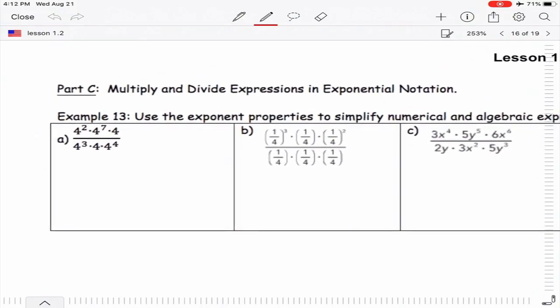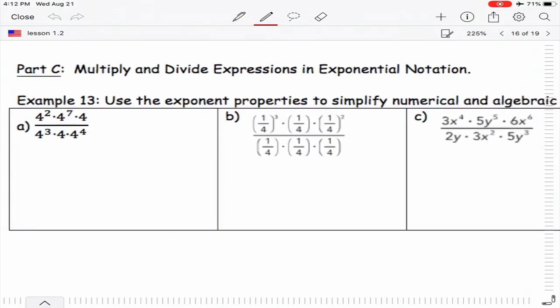All right, part C. If you think about it, part A was all about multiplying. When you multiply the bases that are the same, you add the exponents. Part B was, if you're dividing the same bases, technically you subtract the exponents. Part C is you're doing both now, kind of at the same time, right?